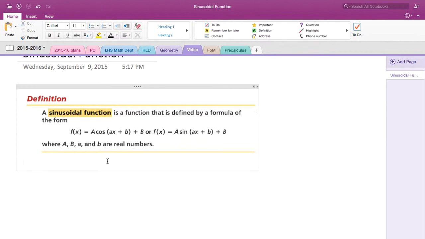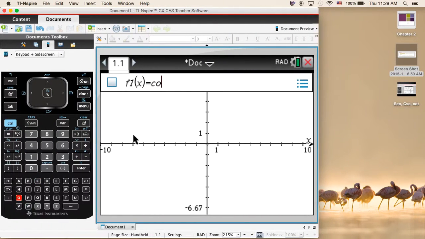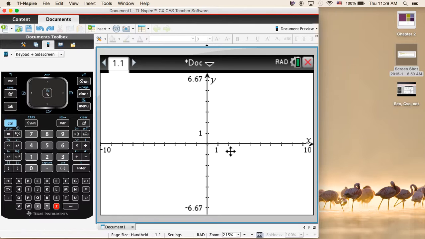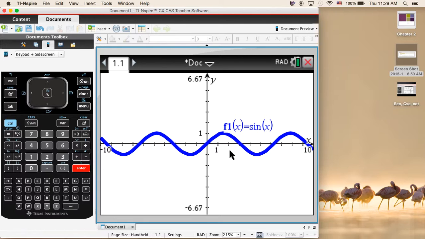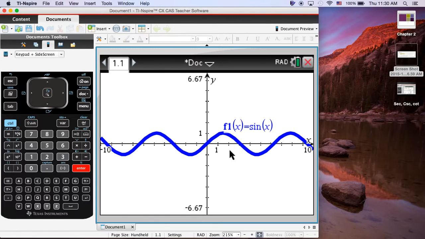So what it says is that if you plug in some numbers for capital A, B, or small a or b, the wave changes. So the cosine wave, let's take a look. The basic cosine wave hits (0, 1), and it's just a normal wave. And the sine wave, on the other hand, hits the origin, and it has the same wave. So cosine and sine waves are pretty much the same shape, but slid to the right or left.